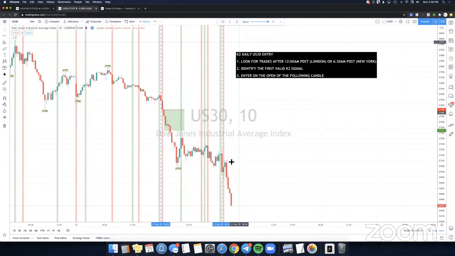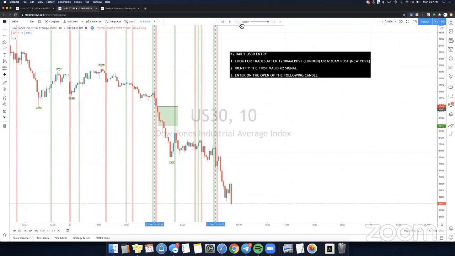So right here, we wouldn't have taken this sell, even though it would have been a good sell, because it's not a valid signal. You don't want to take a signal that's not 100%. It's just too risky, especially during FOMC today. And I think they're talking like this whole week. So I'm going to be a little careful.